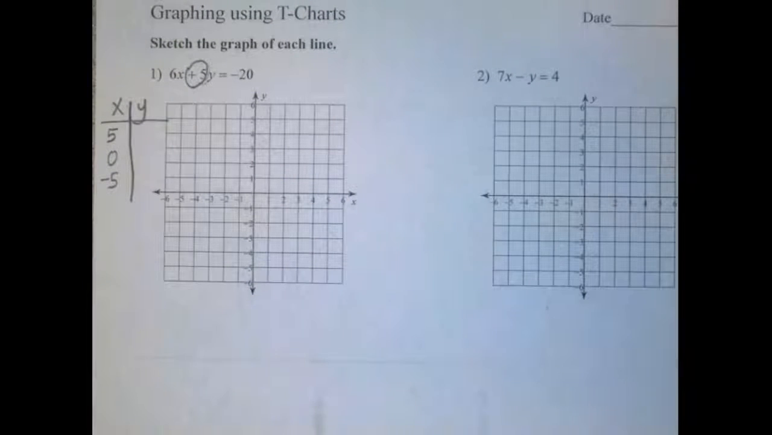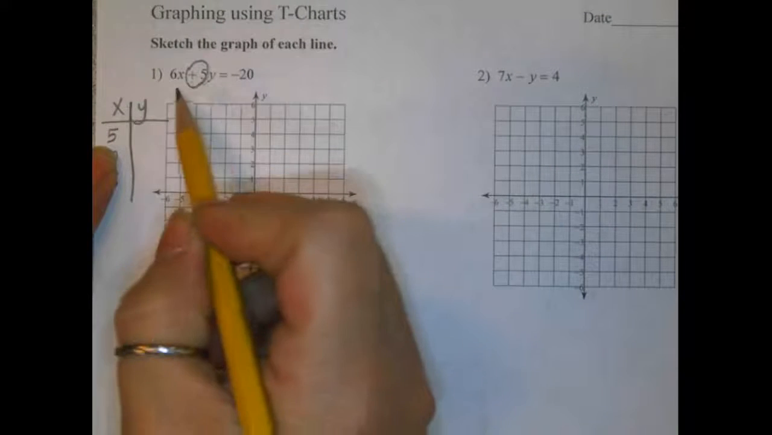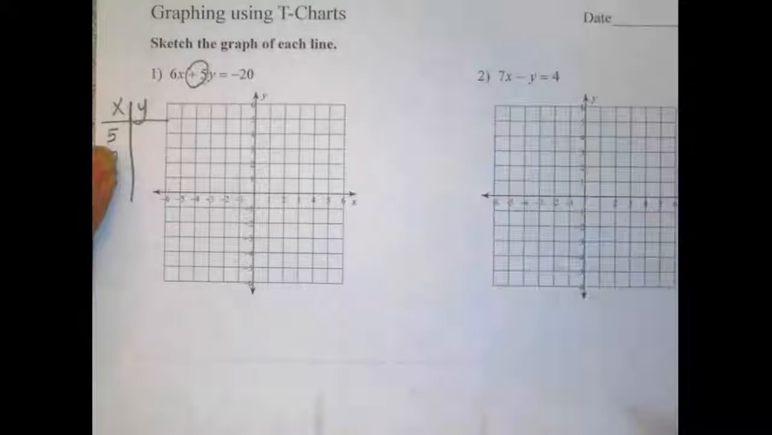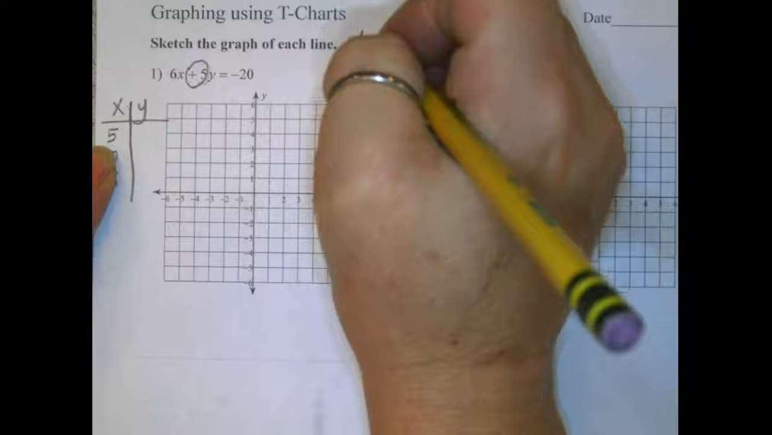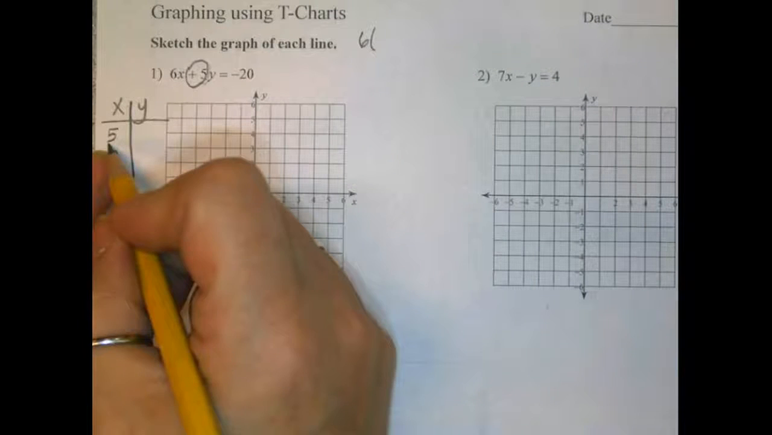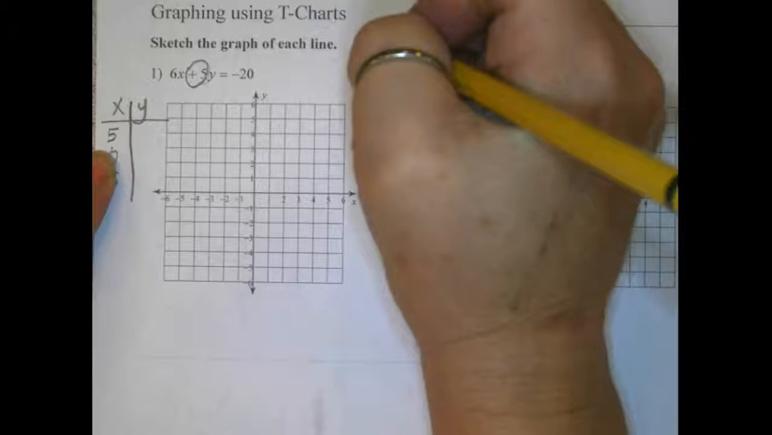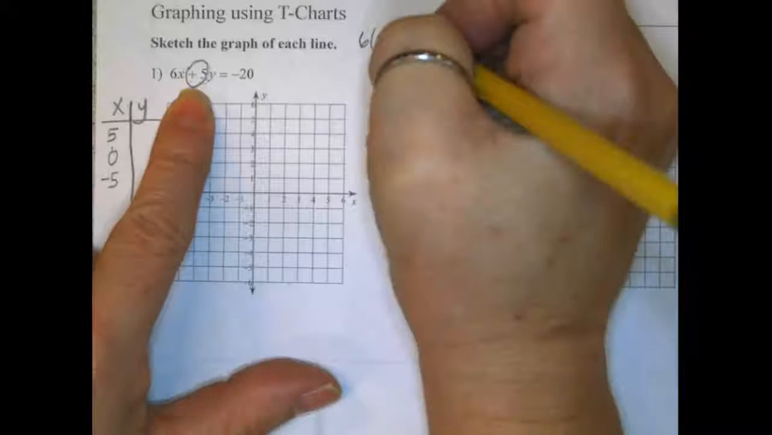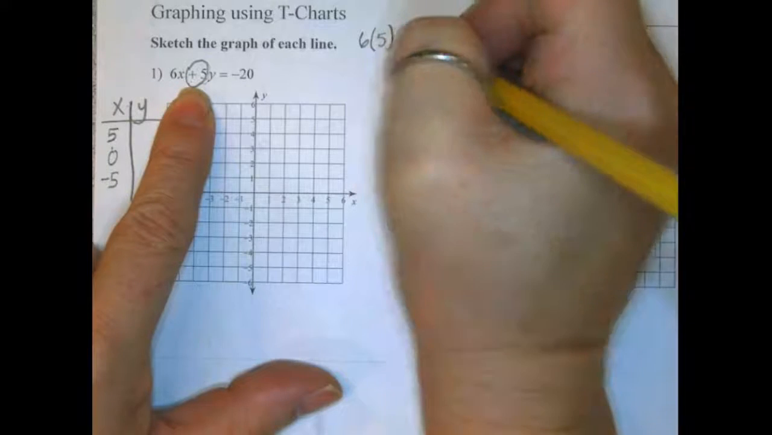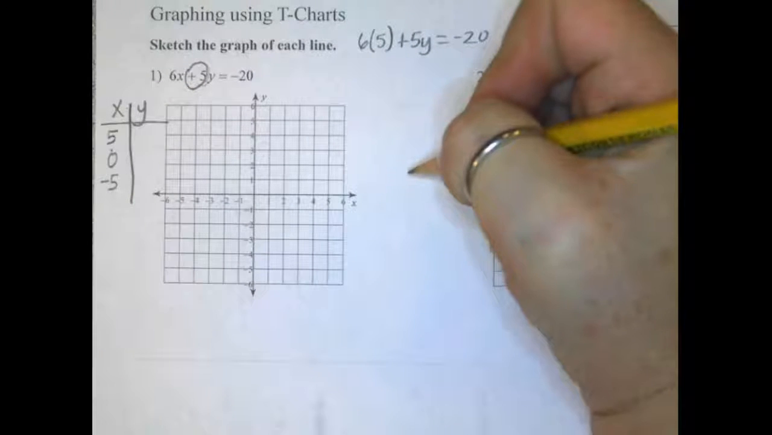All right. So what this tells me is that I'm going to rewrite my equation. 6, and instead of x, I'm going to put a parentheses, right? So I'm going to use my first substitution value of 5. So 6 times 5 plus 5y is equal to negative 20. Now I'm going to solve this problem.